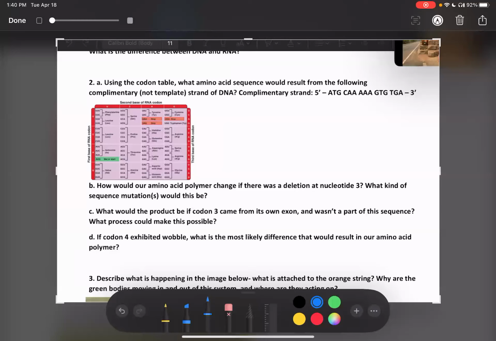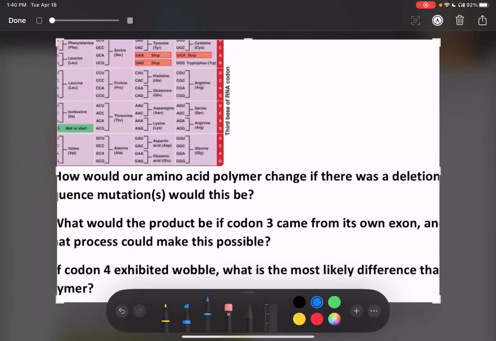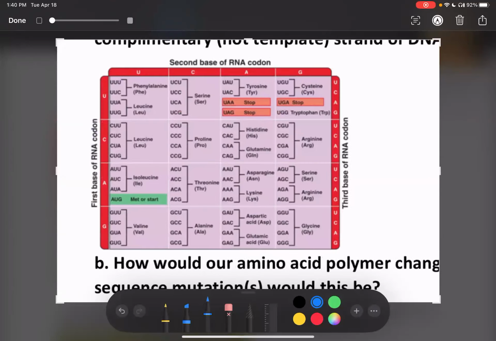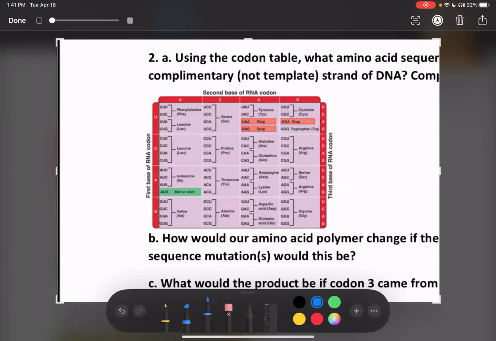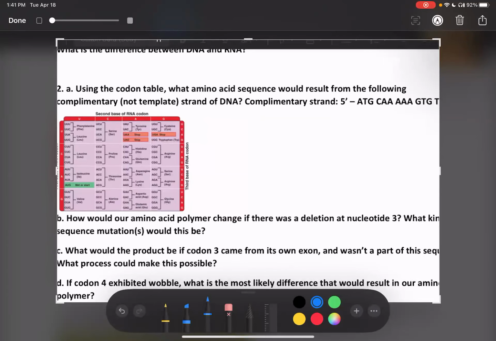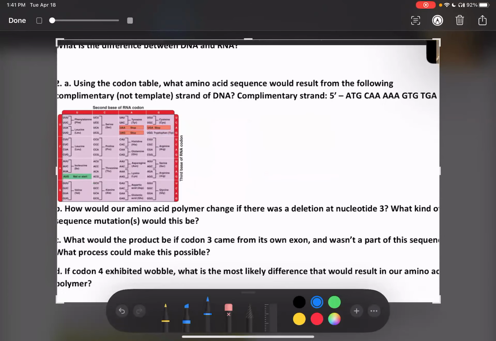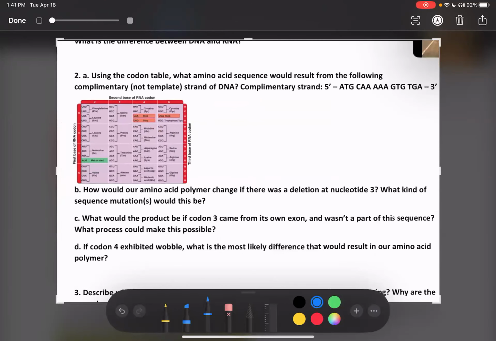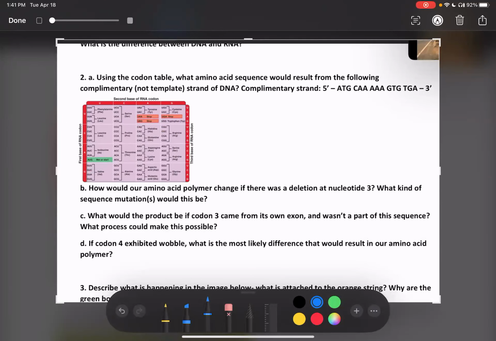Using a codon table, specifically this one here, feel free to come back and pause to look at the table. There was definitely a better way to do this, but I did not do it. Using the codon table, what amino acid sequence would result from the following complementary strand of DNA? Not the template strand, the complementary strand. So here's the complementary strand.